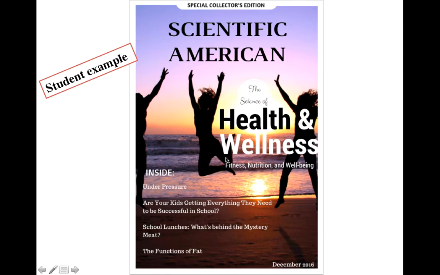This is a student example of a health and wellness issue that they created. You'll see they do have their overall title, The Science of Health and Wellness, Fitness, Nutrition, and Well-Being. They have a couple of their articles listed here, but not all of them because that would take up the whole page. So, try to pick some of your bigger ones or the things that you think would catch your reader's attention the most. There's a big image in the back, and they've really spent a lot of time making sure that you could read the text. The different sizes of fonts, the different colors with the image in the background. And then they have the date. And so, as long as you have those few things, you will have all the pieces together.